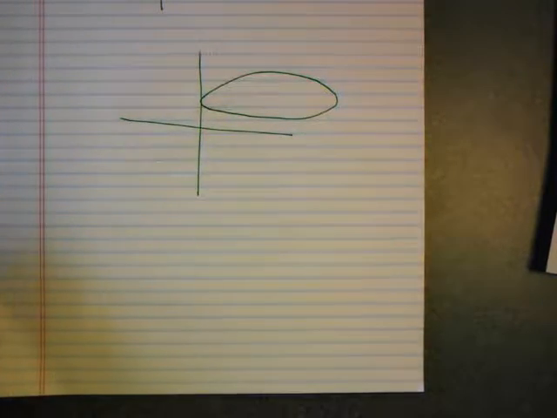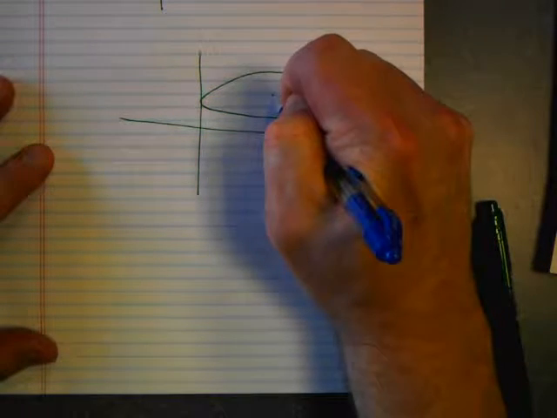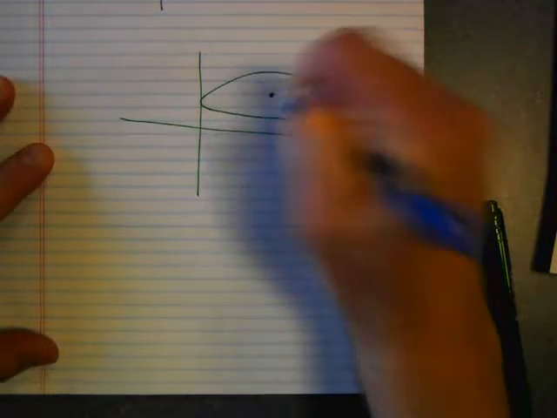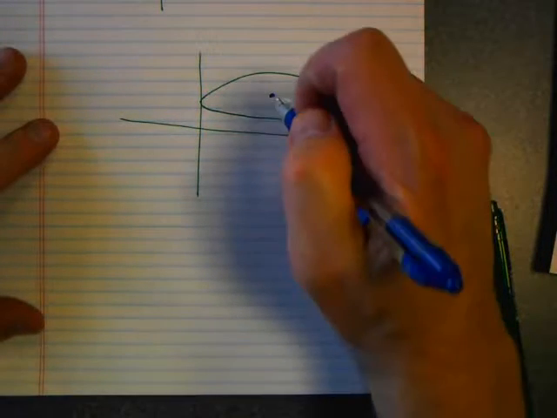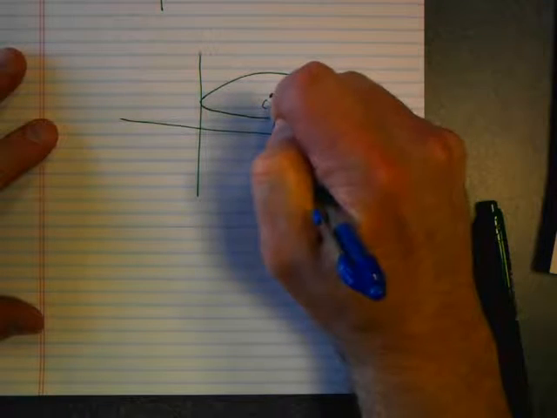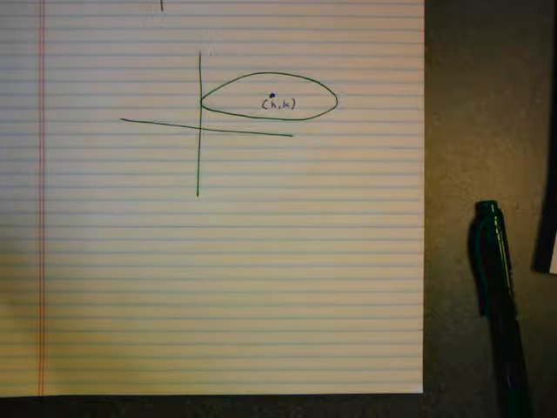For an ellipse, we have lots of important things. First off, we have this point right here, and that point's called the center. The center is usually labeled as H and K.